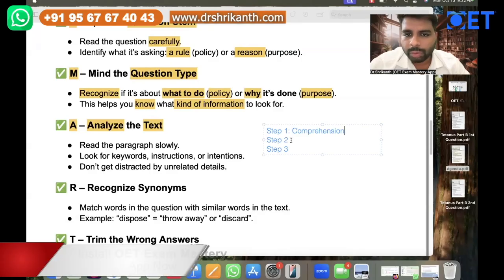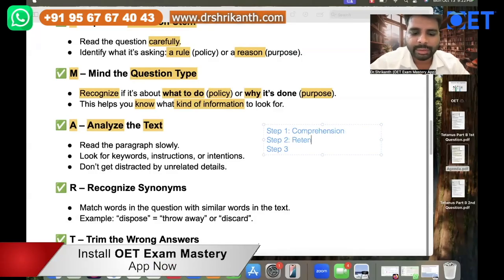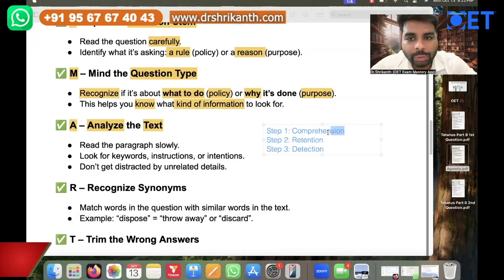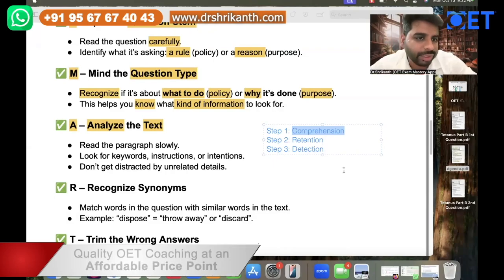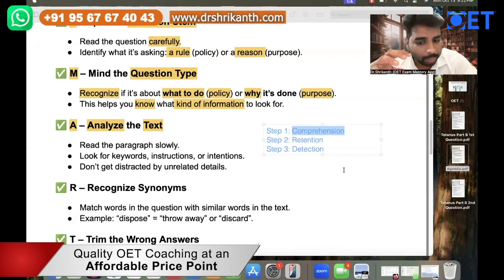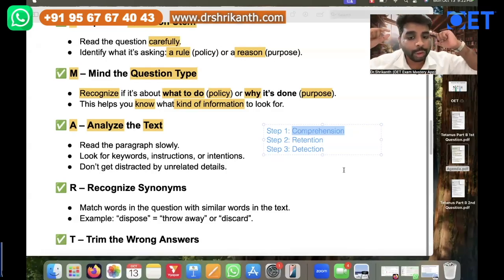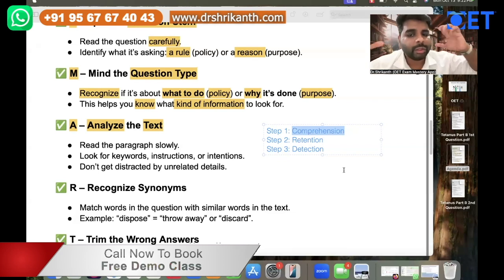Step number 2 is retention. And then comes step number 3, which is termed as detection, right? So first and foremost, you have to comprehend the question. You have to give importance to the question. You have to identify the question stem. You have to identify what type of question it is. So you know, okay, this is the useful information for me, right? So like that, you have to comprehend the question.